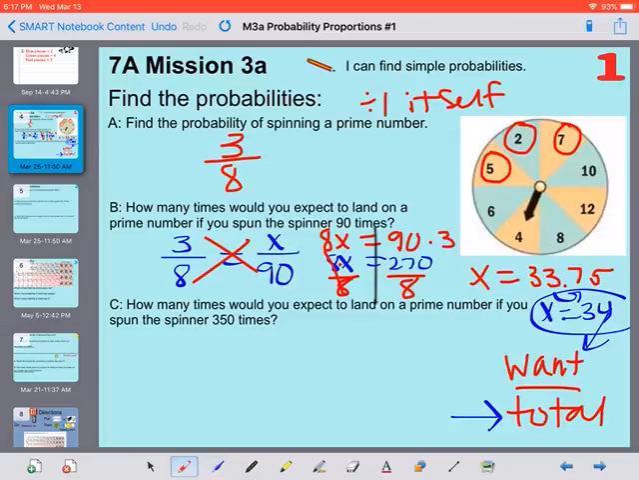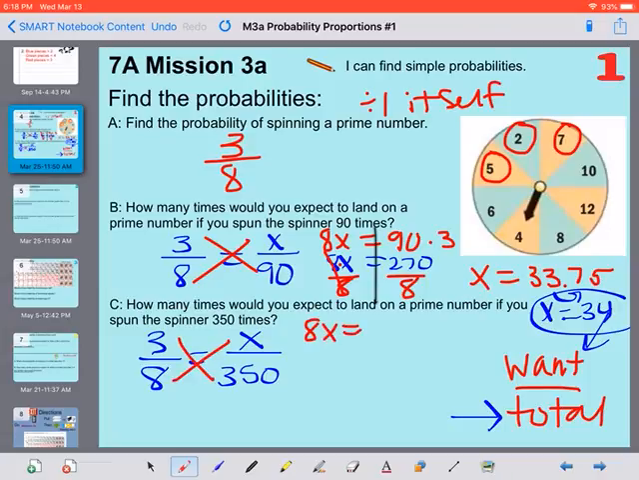Now, same question, but different number. How many times would you expect to land on a prime number if you spun the spinner 350 times? Well, our probability is still the same. We still should get 3 out of every 8, but we're going to spin it 350 times. So now that's our total number of times we're spinning. How many times do we want it to land on a prime number? Let's find out. 8 times x is 8x. Cross multiplying, 350 times 3 is 1050.